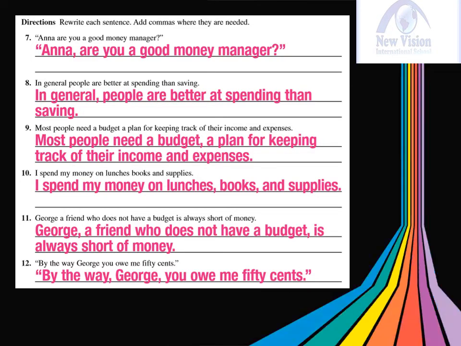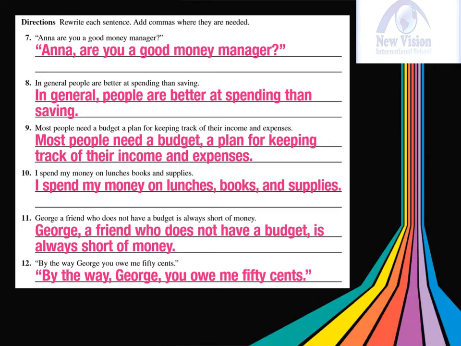Number 8. In general, people are better at spending than saving. We put a comma after the word general. Number 9. Most people need a budget, a plan for keeping track of their income and expenses. We put a comma after the word budget.